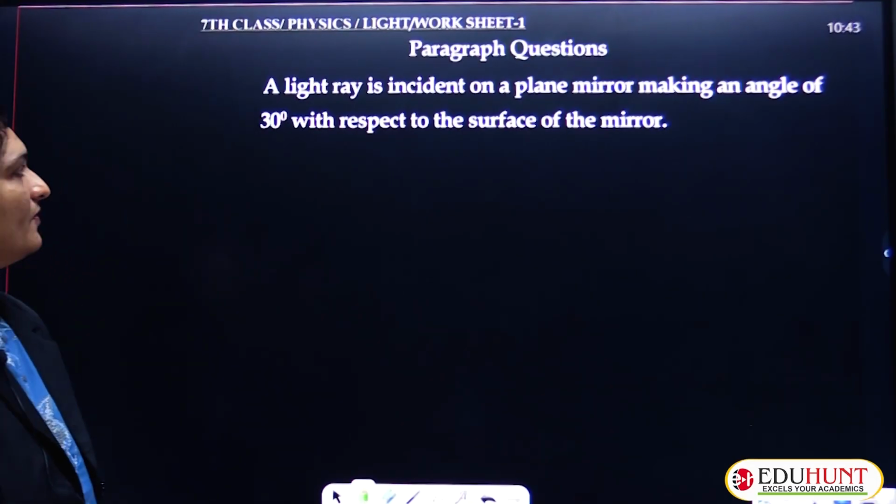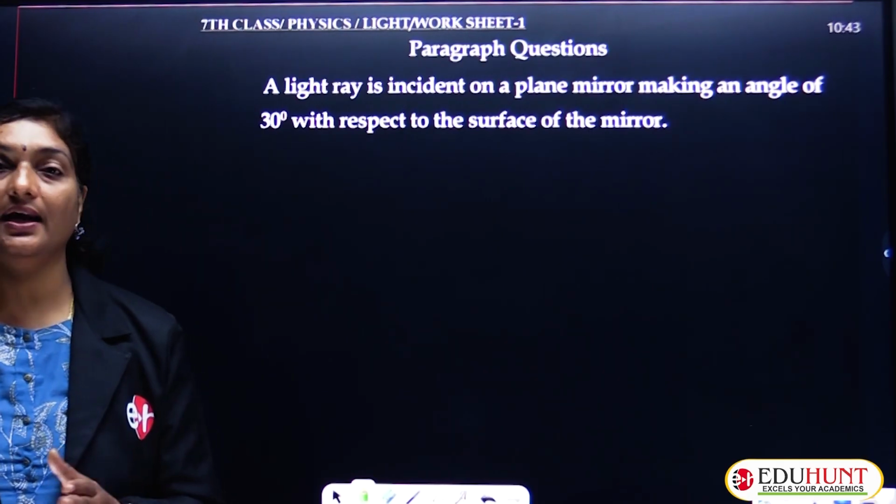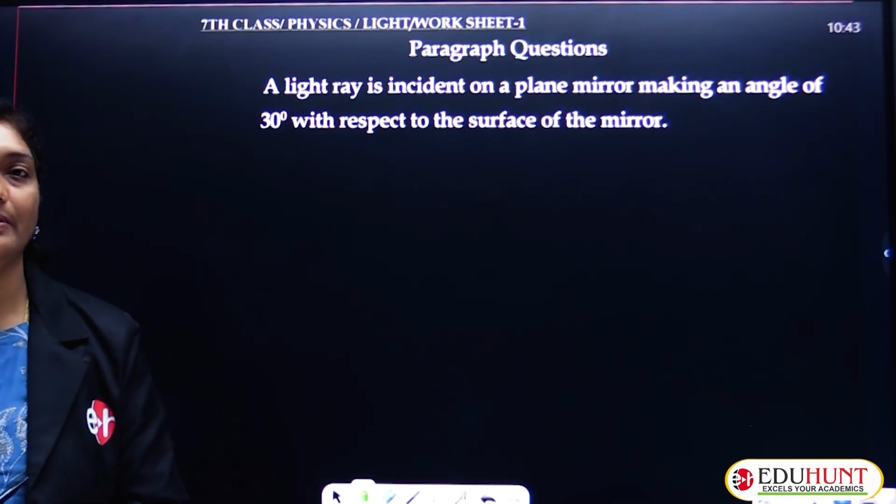Well, now let us move to the paragraph based questions. So, what is the paragraph? First they will be giving you a paragraph model, and based on that a few questions will be asked.